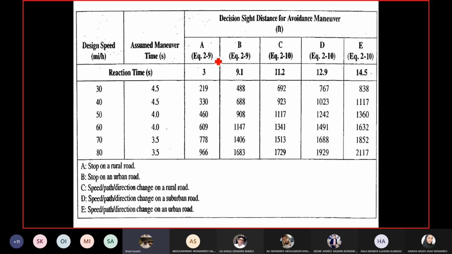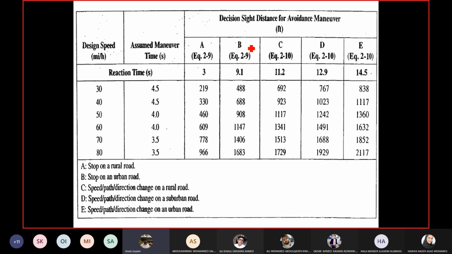Okay, the first two columns are for decision side distance calculated for stopping, and using different reaction times. And why are the reaction times different? Because column A is for rural areas and column B is for urban areas. And why the reaction time should be different, we have already discussed previously as well.